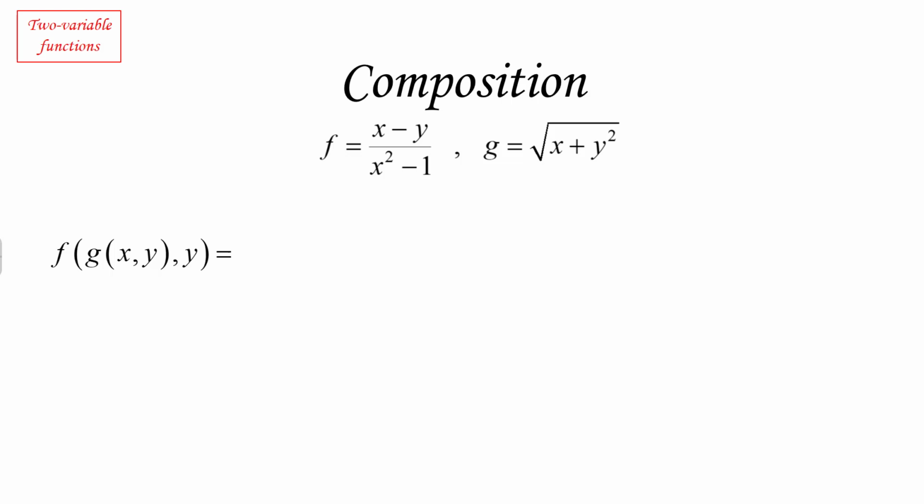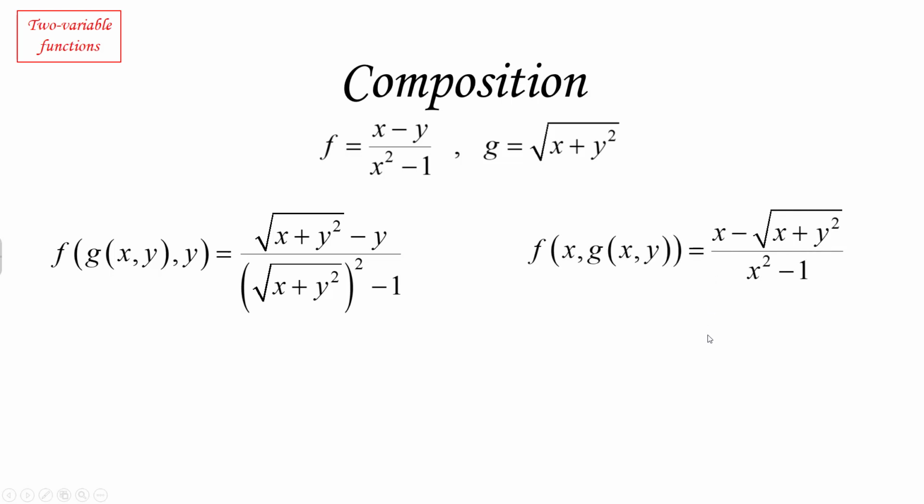So what that means is I'm going to use my g, this function here, and put it in wherever I see x, so here and there. This x on top becomes the whole function g, and the x on the bottom becomes the whole function g, and then I have to square it. Similarly, if I look at f of x and g of x and y, now I have to take my g and input it where y is, so that ends up being in here.